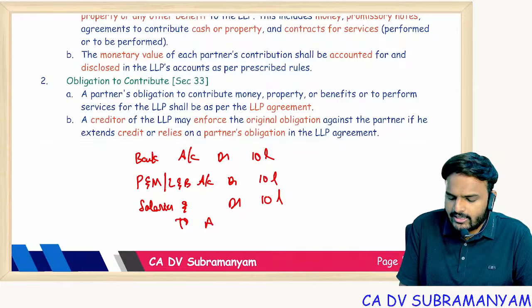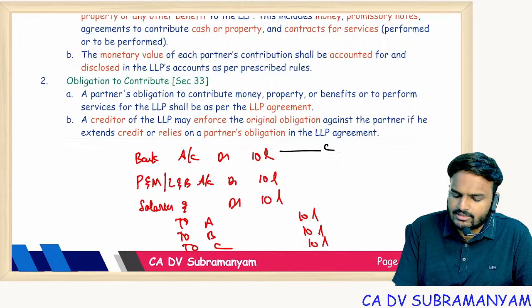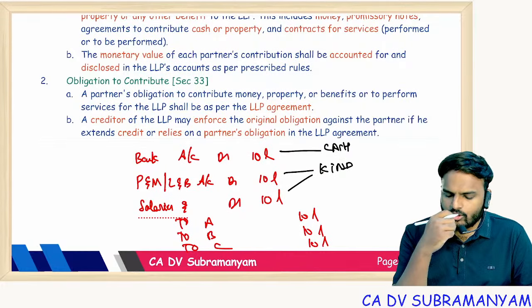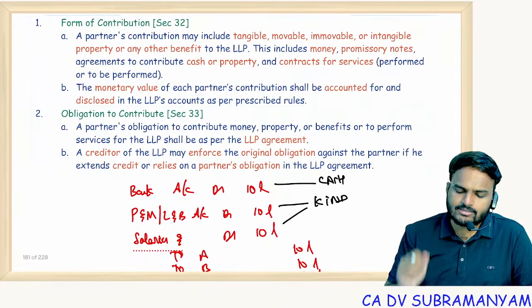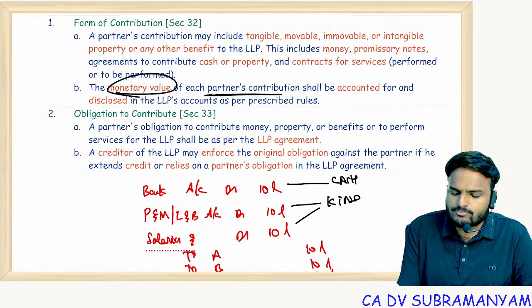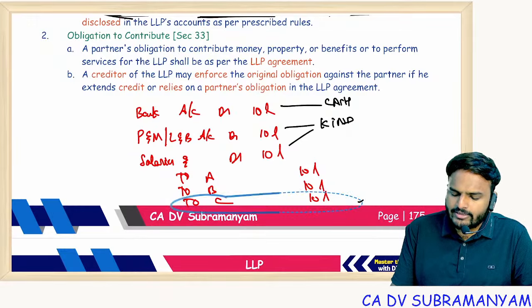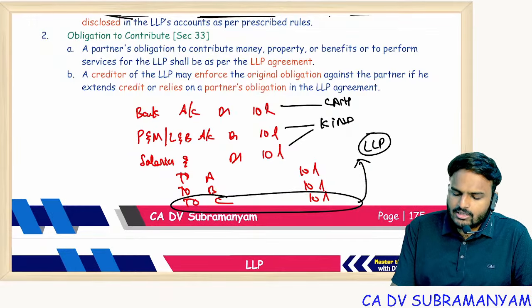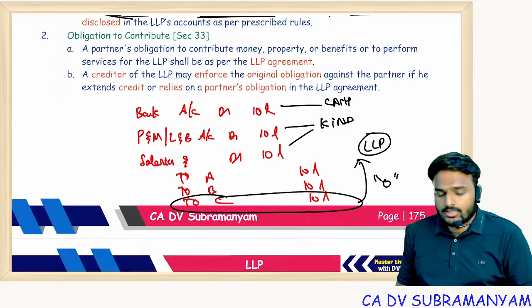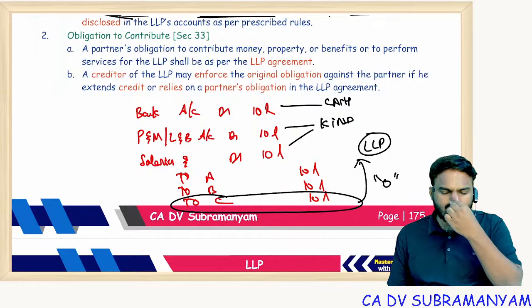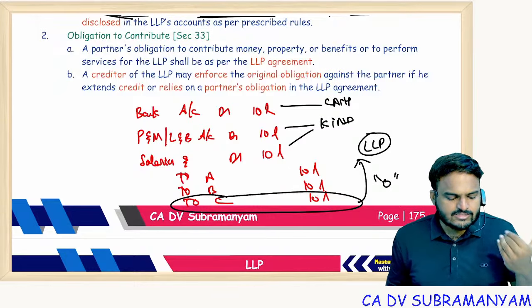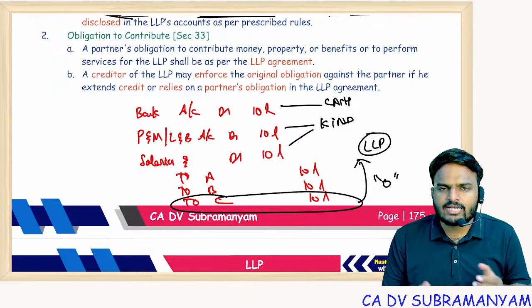Two, partner A 10 lakhs, partner B 10 lakhs, partner C 10 lakhs. That means what? Contribution can be either in cash, contribution can be in kind, but it should be expressed in monetary terms. Getting my point? So monetary value of each partner's contribution shall be accounted. Suppose C is a management consultant. He is providing services to the LLP at zero charge. That means he is not taking any money and he requested other partners, see, my investment of services, you consider it as LLP capital investment.